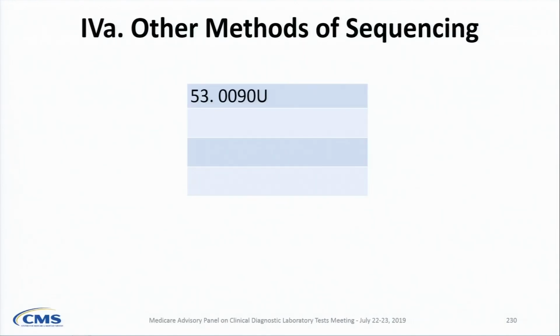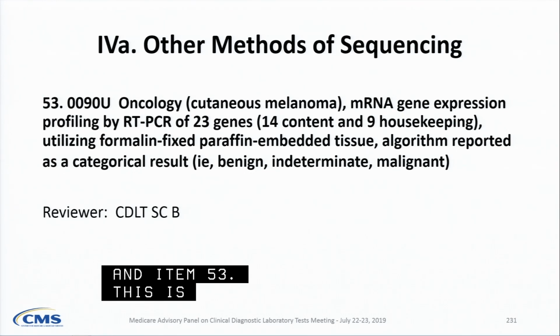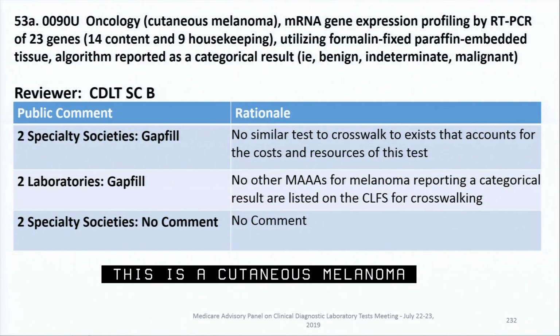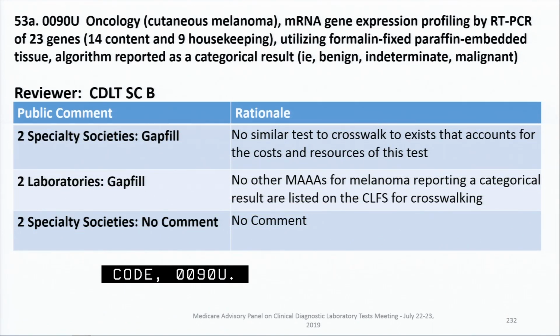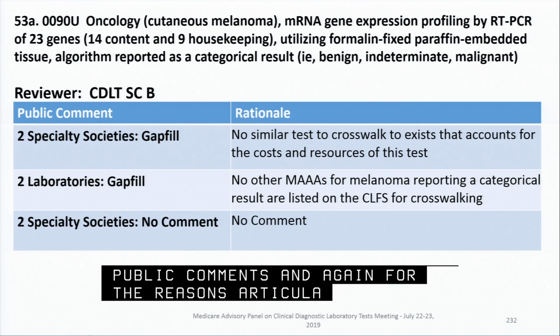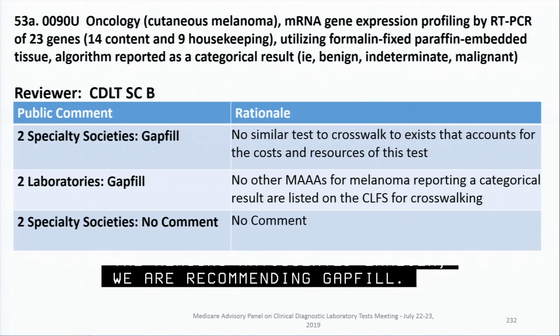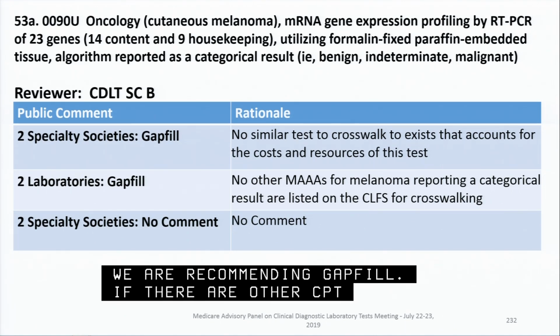All right, so on to item 53, 0090U. This is a cutaneous melanoma code and also reviewed by Subcommittee B as in boy. So I'm going to turn this over to Dr. Chandra. Thank you, Karen. On this one, we did have some public comments, and again, for the reasons articulated earlier, we are recommending gap fill. And if there are other CPT codes that the rest of the panel members feel would warrant consideration, we are certainly open to that as well.